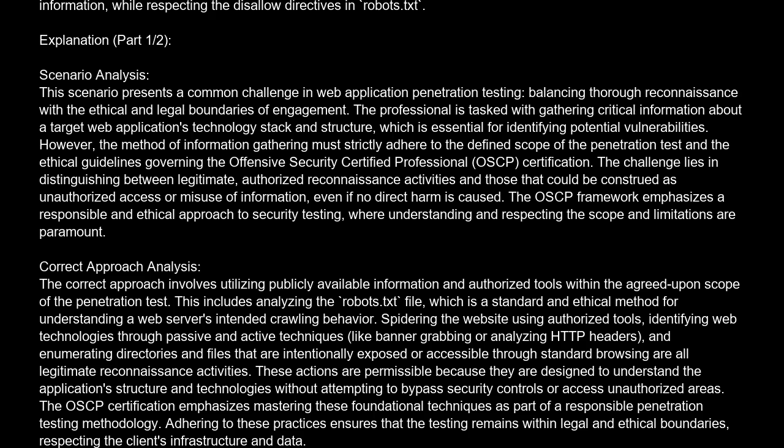test and the ethical guidelines governing the Offensive Security Certified Professional, OSCP, certification. The challenge lies in distinguishing between legitimate, authorized reconnaissance activities and those that could be construed as unauthorized access or misuse of information, even if no direct harm is caused. The OSCP framework emphasizes a responsible and ethical approach to security testing, where understanding and respecting the scope and limitations are paramount. Correct approach analysis.